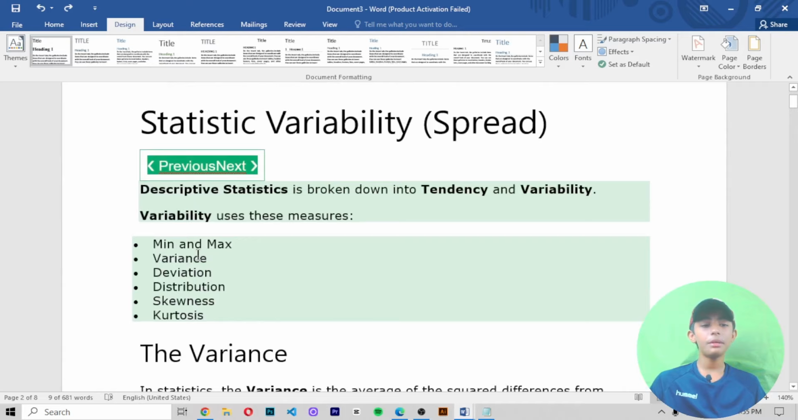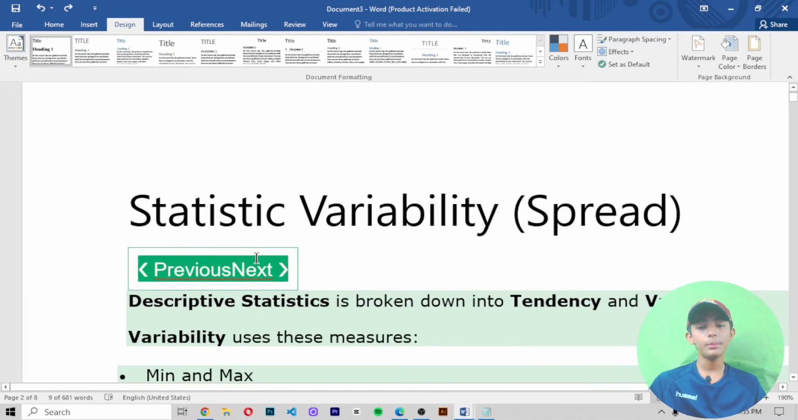In today's video we learned about statistics, variability, and spread in machine learning. So I hope your concept will be clear about what is statistics, variability, spread in machine learning.